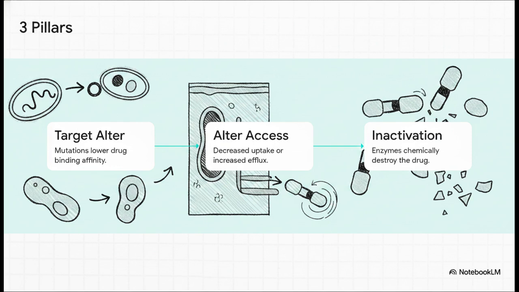Step 1 is target alteration or bypass. The bacteria just mutate the specific structure the antibiotic binds to, which instantly lowers the drug's binding affinity. Or they just create an alternative bypass enzyme.